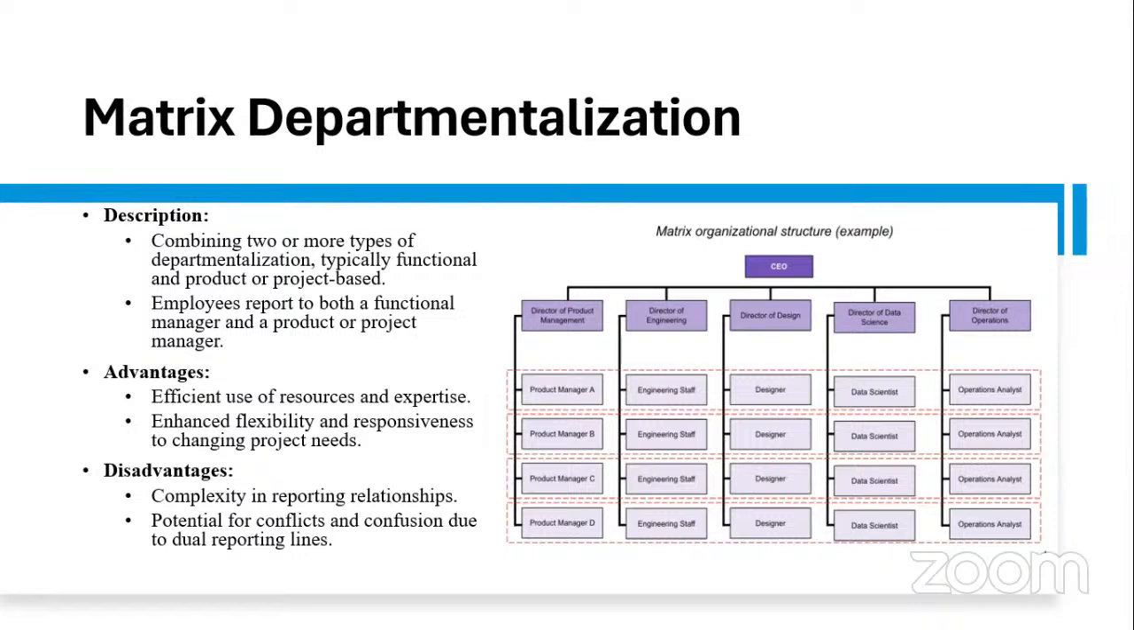The matrix departmentalization combines two or more types of departmentalization, typically functional and product or project based. The employees report to both a functional manager and a product or project manager. The advantages here include efficient use of resources and expertise, enhanced flexibility and responsiveness to changing project needs. And then the disadvantages are complexity in reporting relationships, and potential for conflicts and confusion due to dual reporting lines.